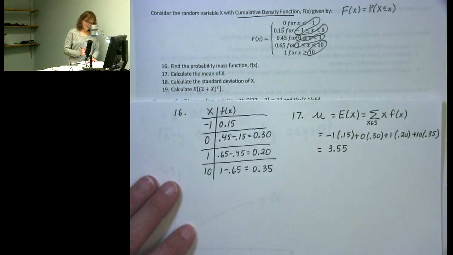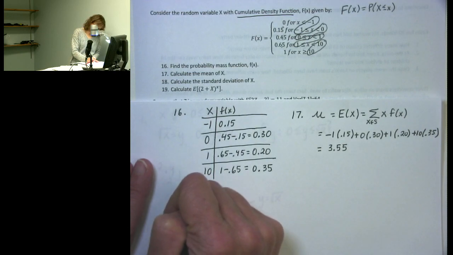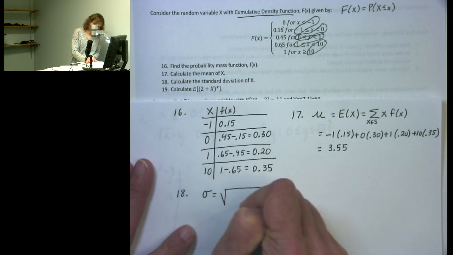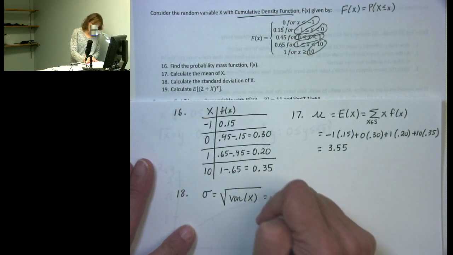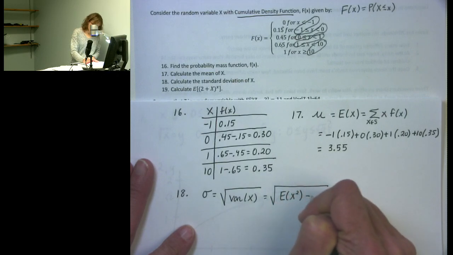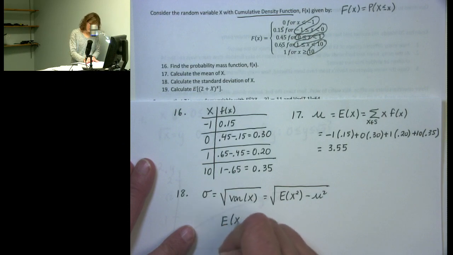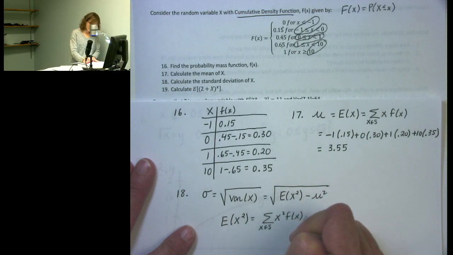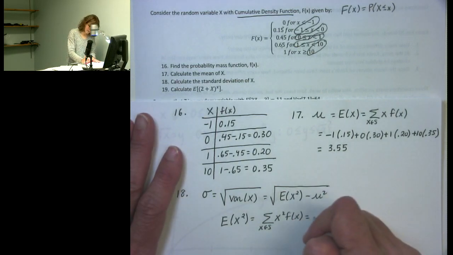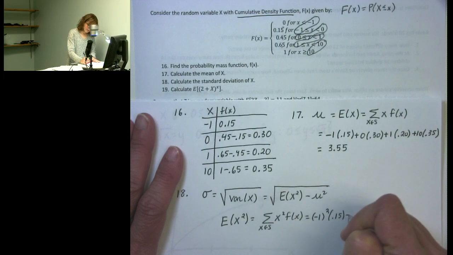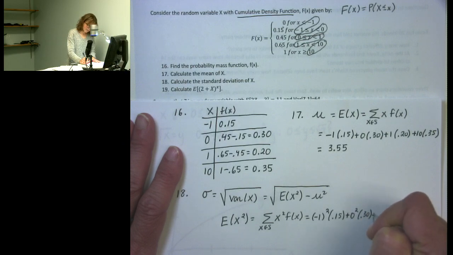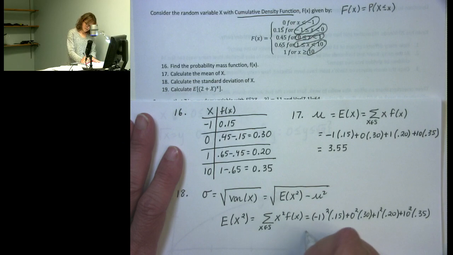Next piece I'm looking for is the standard deviation of x. Again, this is similar to what we did before. The standard deviation sigma is the square root of the variance of x, and the variance of x is the expected value of x squared minus the mean squared. We have the mean, so we're going to find the expected value of x squared. I'm going to sum over all of the possible values of x squared times f of x, and so I'll take -1 squared times 0.15 plus 0 squared times 0.30 plus 1 squared times 0.20 plus 10 squared times 0.35, and that gives me the expected value of x squared equal to 35.35.